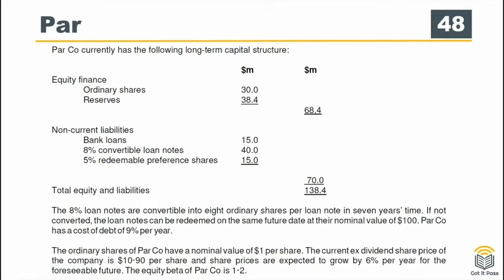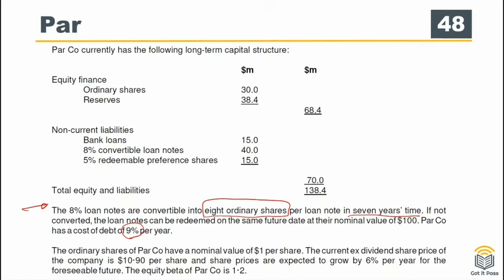And in the explanations of the balance sheet items here, you can see the 8% loan notes are convertible into 8 ordinary shares per loan note in 7 years' time. So in other words, the convertible loan notes can convert into 8 ordinary shares in 7 years' time. If not converted, the loan notes can be redeemed on the same future date at their nominal value of $100. And the company Par has a cost of debt of 9% per year.